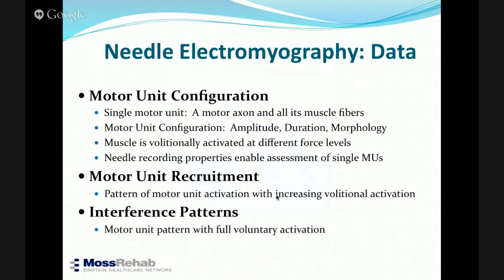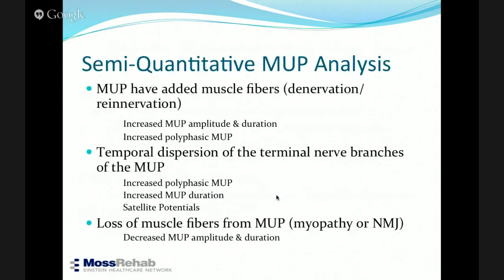Motor units, you know, you look at the amplitude, duration, morphology. It increases the activation with increasing volitional activation. Motor unit pattern with full volitional activation is interference pattern, right? So when you look at motor unit potentials, if it has added muscle fibers, such as in denervation and reinnervation, you're going to have increased amplitude and duration. And there's going to be increased polyphasicity. That means it's not going to be biphasic, triphasic. It's going to have polyphasic. That means more than 5 crossings of the baseline.